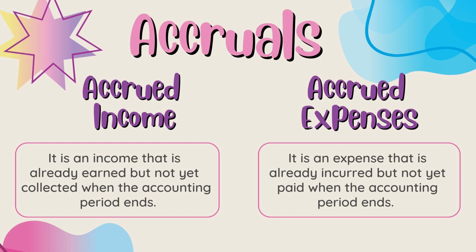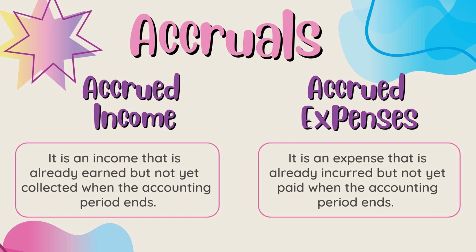So, accrued income is an income that is already earned but not yet collected when the accounting period ends. So, it means gitrabaho na sa company ang dapat itrabaho sa isa ka customer pero wala pa nabayaran. So, the adjusting entry is the debit will always be receivable and then credit is always income.